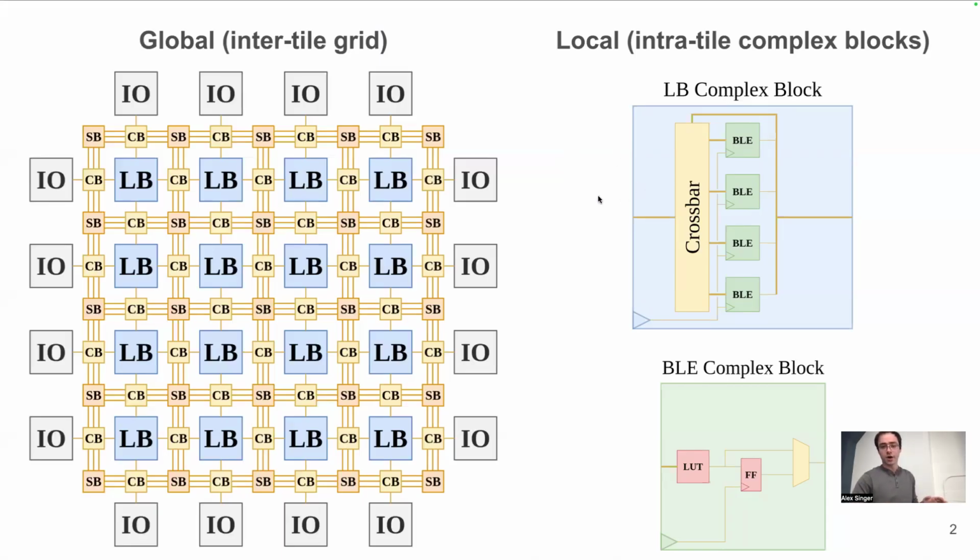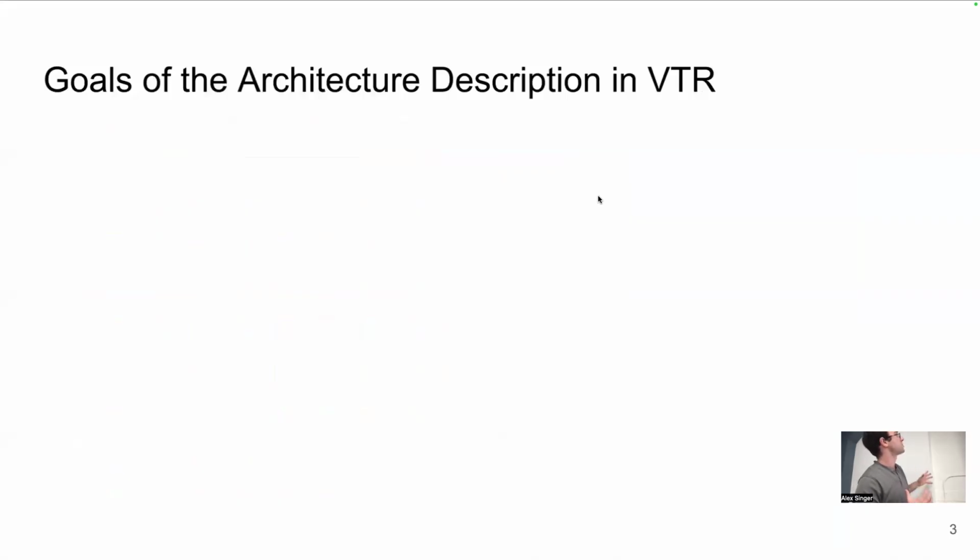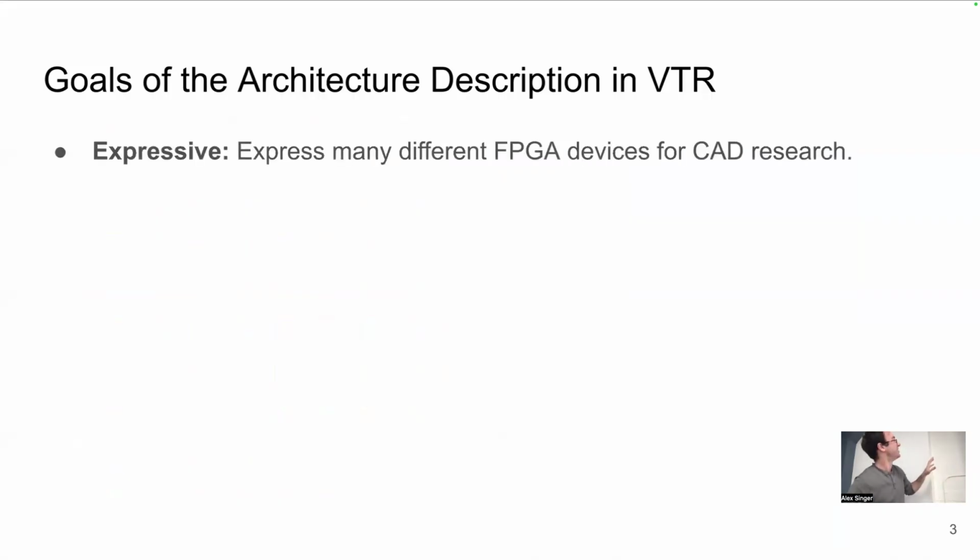I will talk a lot more about what these pictures mean. But really, I want to first talk about the goals. So what are the goals of architecture description in VTR? I basically stole this from Jason Liu's paper on this topic, so you can read that paper. I have that as a citation at the end.